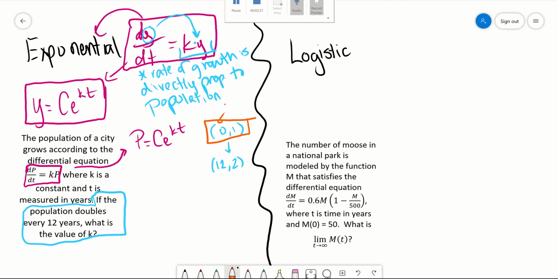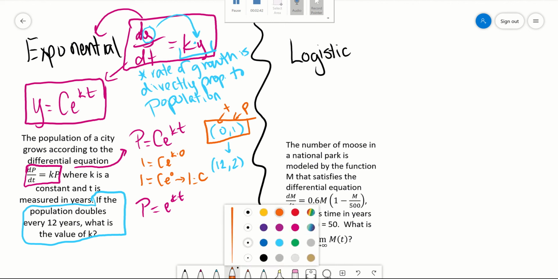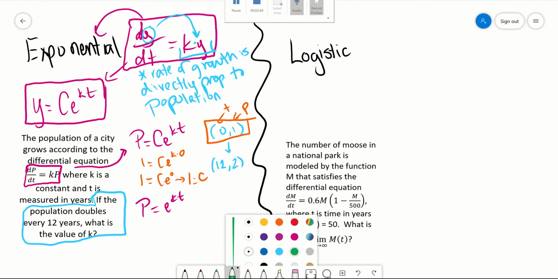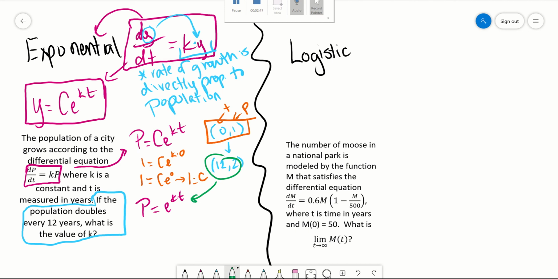So you want to start with your initial condition first. So this is your t, this is your p. So 1 equals ce to the k times 0, which means you get 1 equals ce to the 0. Anything to the 0 is 1, so that just means C is 1. So we'll take that and plug it back in. And so now this is where you use your other point. So I'm going to plug it in. So 2 equals e to the 12k. And so then you would have to solve that for k.